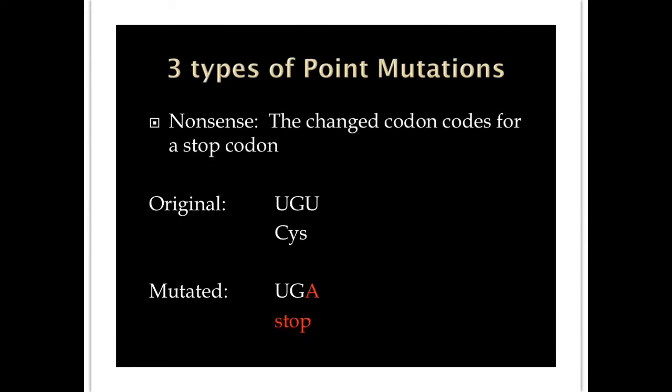The third type of point mutation is called a nonsense. Nonsense point mutation is when the changed codon now codes for a stop codon instead of an amino acid. So with this, the protein is going to be stopped short. If the original codon was UGU that coded for the amino acid cysteine, and now the mutated codon is UGA, you will actually see on the codon chart that this is a stop codon.